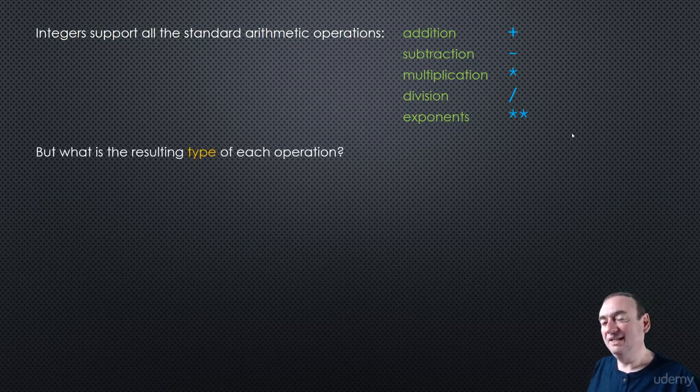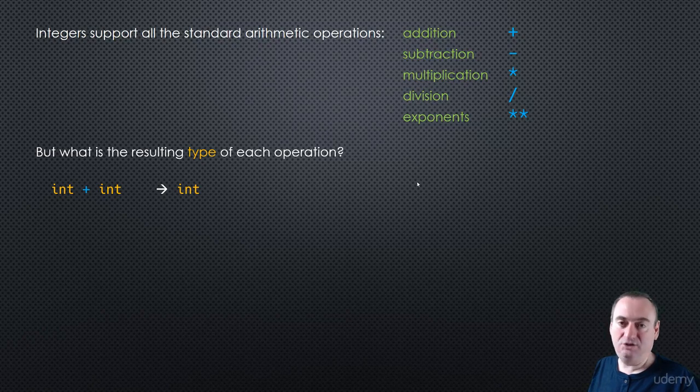But what is the resulting type of each operation is something that we should ask ourselves. In other words, if we add two integers, what do we get back? Well, we get an integer back. That kind of makes sense. 3 plus 4 is 7. They're both integers. 7 is an integer.